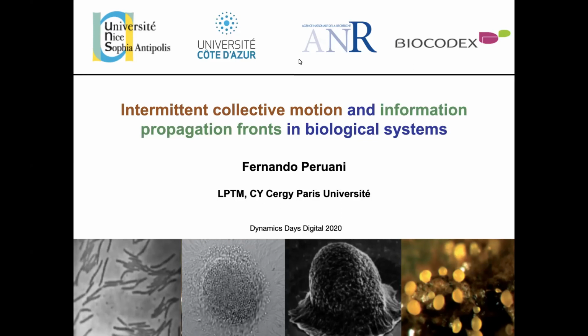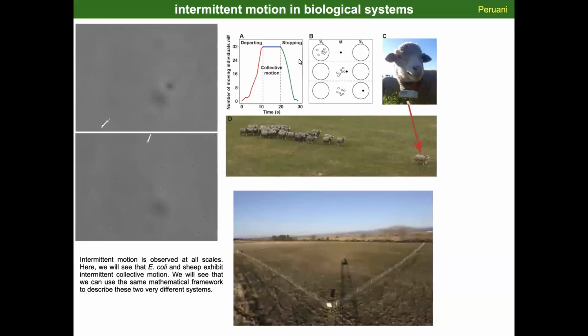Intermittent motion in biological systems is typically observed, I would say, at all scales. And here we will see in E. coli and sheep that they exhibit intermittent collective motion. We will see that we can use the same mathematical framework to describe these two very different systems. So let me start with Escherichia coli.